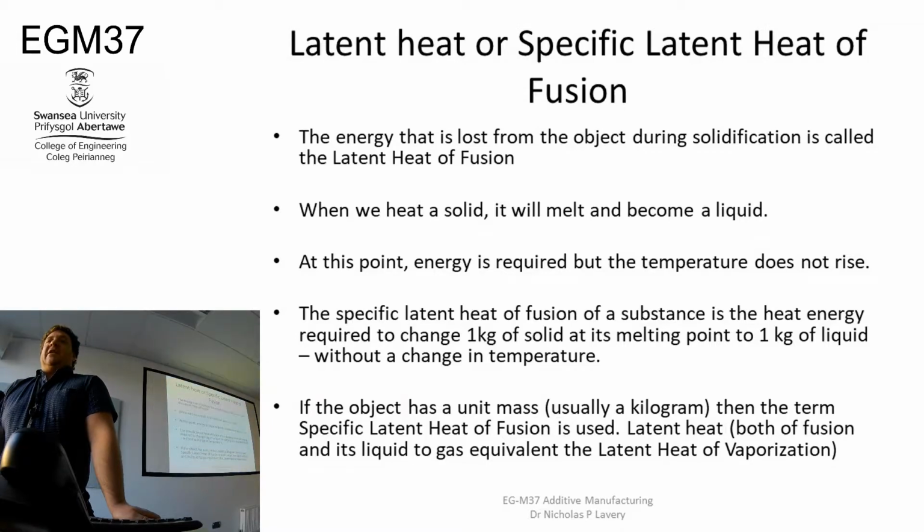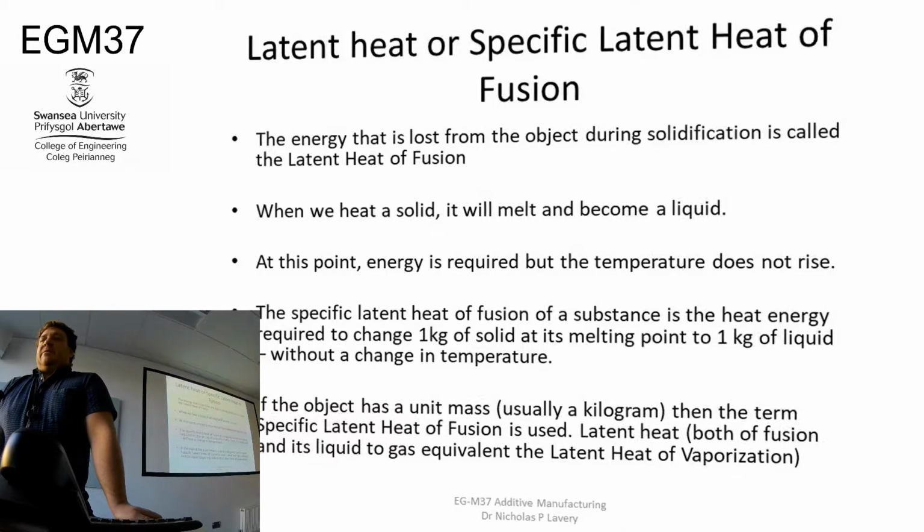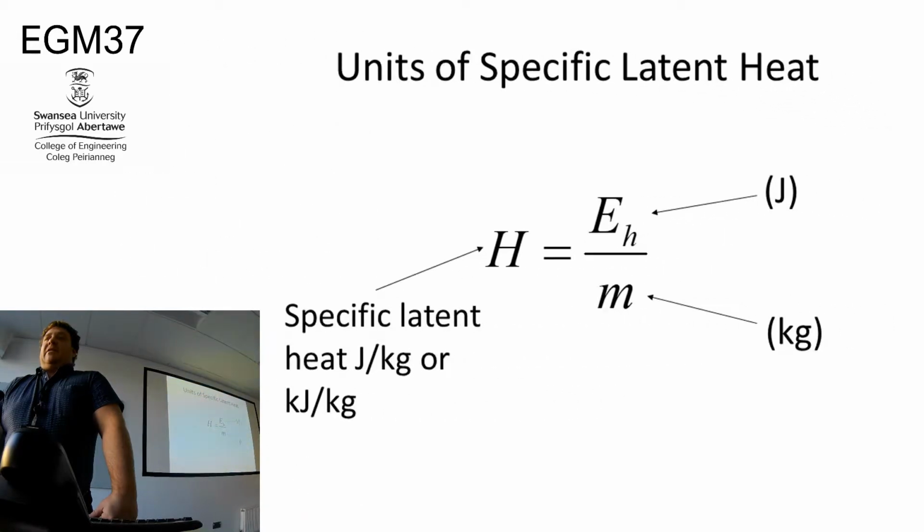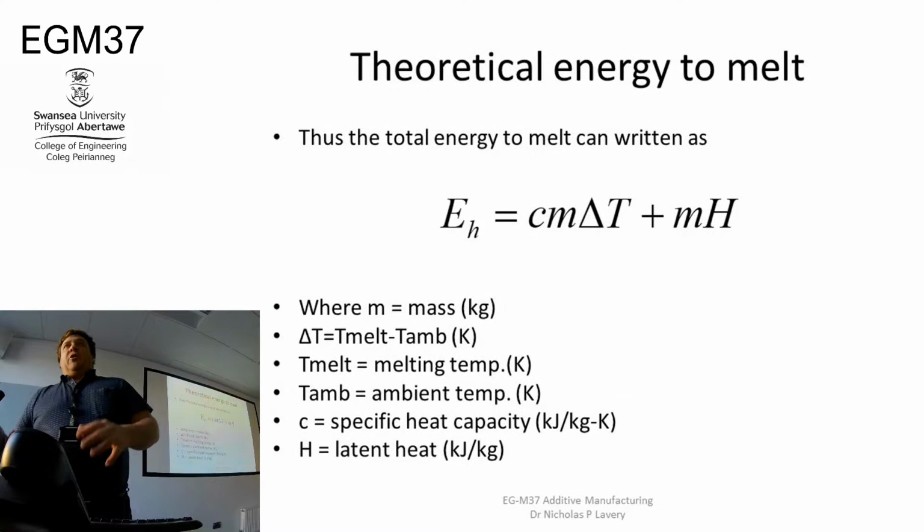So the specific latent heat of fusion of a substance is the heat energy required to change 1 kilo of solid at its melting point to 1 kilo of liquid without there being a change in temperature. Okay, so in the same way as with the specific heat capacity, the heat energy is mass times specific latent heat. And again, the units of latent heat are joules per kilogram or kilojoules per kilogram. But we can put them together.